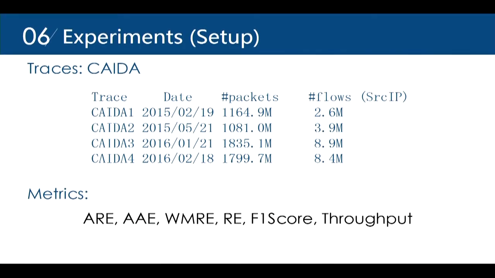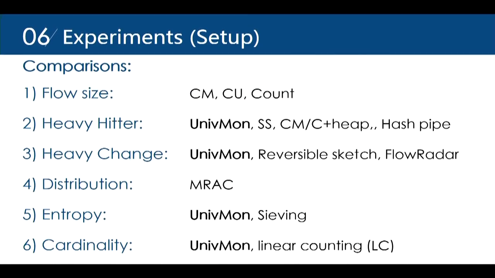We use a trace from CAIDA, and the flow ID is the source IP address. We evaluate the metrics of relative error, absolute error, throughput, and so on. And we compare our algorithm with the state-of-the-art algorithm for each of the six measurement tasks.